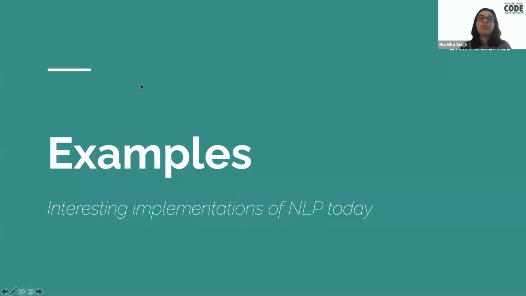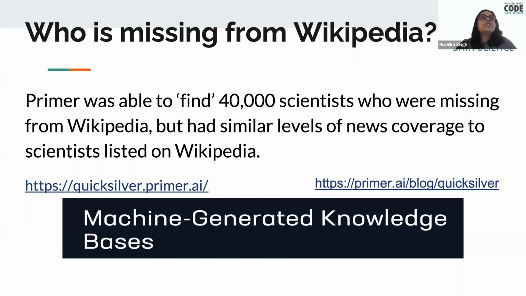So let's look at some of the interesting examples. I know the team shared a lot of examples with you all in the first session, but there are some interesting ones that caught my eye as well. There is this company called Primer. I think it's a startup. They were able to find 40,000 scientists who were missing from Wikipedia, but had similar levels of news coverage to scientists listed on Wikipedia. Now, what does that mean? Everybody can go and write an entry on Wikipedia.